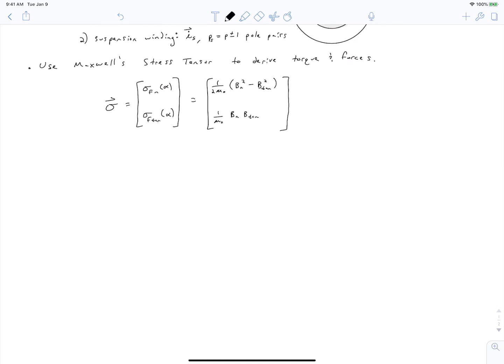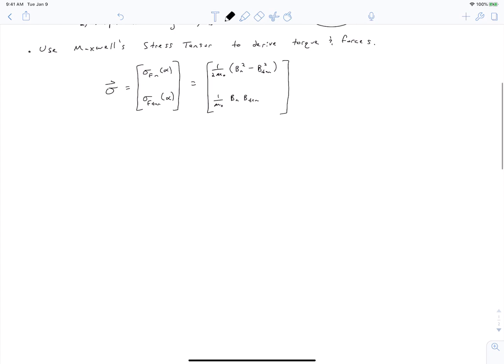And so this is the Maxwell stress tensor. This should be familiar to you from a previous video. And in order to evaluate the stress tensor components, in order to evaluate our normal pressure density and our tangential pressure density, we need to know what the normal and tangential field components are. And we'll rely on our previous video that reviewed the fields in an electric machine due to the magnetization source, such as permanent magnets, as well as due to windings. And we'll now summarize those results here.